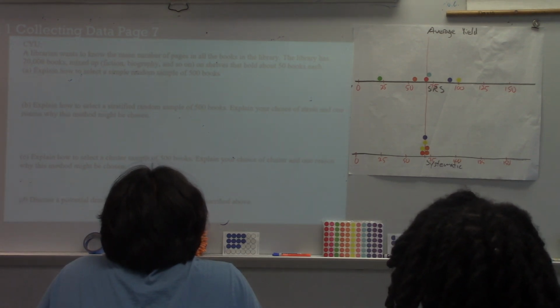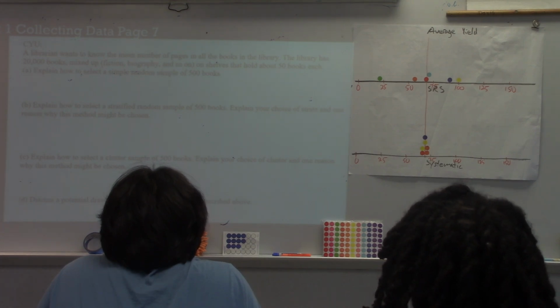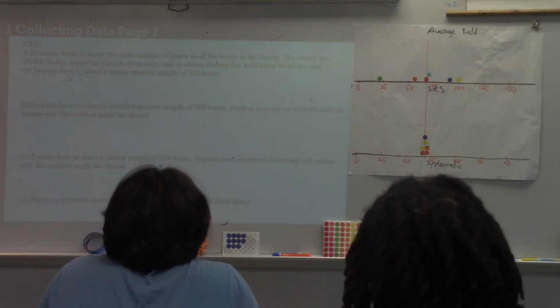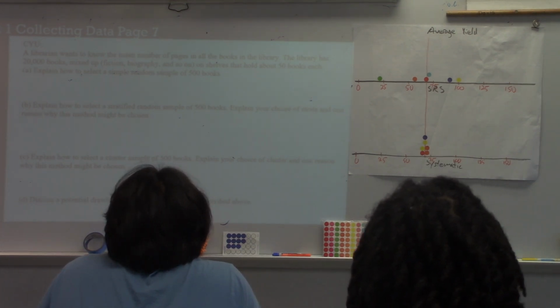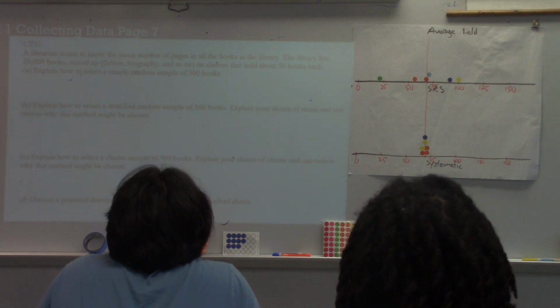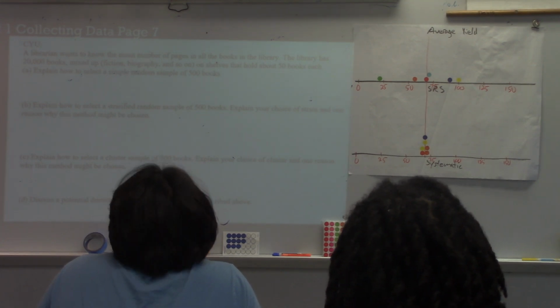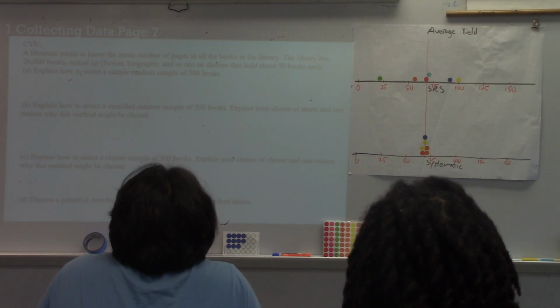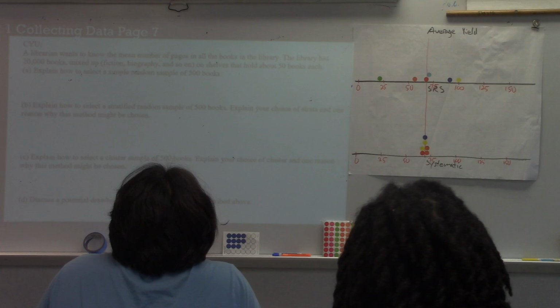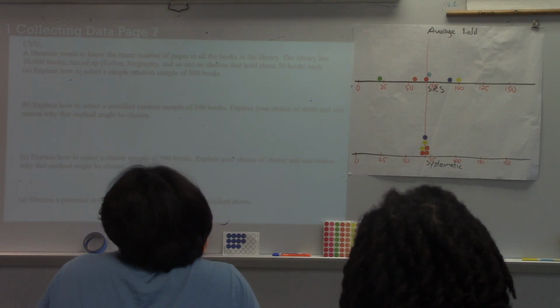So part C, for a cluster sample, what are going to be our clusters? Shelves. The shelves, right? They're mixed shelves, which I don't know what librarian would have mixed shelves, that's goofy. But mixed shelves of 50 books each, so what is that? 400 shelves? Yeah. Is that right? Yes. It's a lot of shelves. Okay, so 400 shelves. So we would label our shelves 1 to 400.